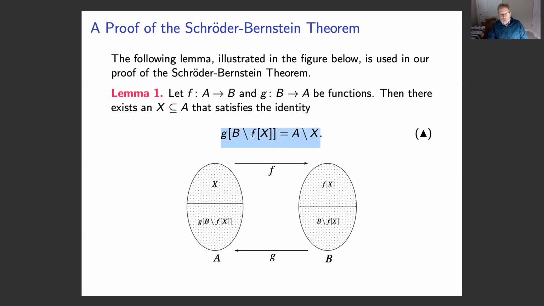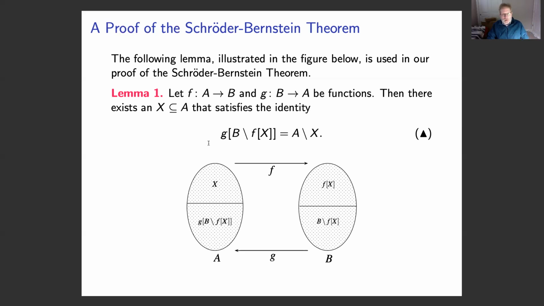Now this is G of the complement of an image, the image of X under F. It looks kind of like a crazy equation, but let's look at the figure here. It explains what it says. The lemma says there is a set X, a subset of A. Here's the subset of A. If you take the image of X under F, you'll get over here. So this is the image of X under F. Take the complement of that in B. So here's the complement of that in B. Now take the image of this under G, and you get this. And it turns out A is completely covered as a result of this.